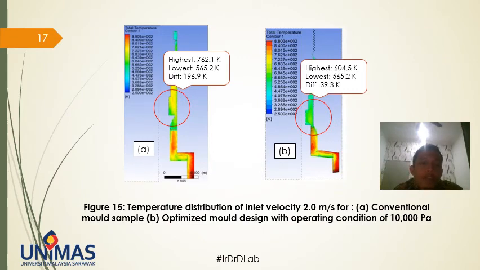Next is the comparison of temperature distribution for both molds. We can see here that the sample mold has a higher difference of temperature compared to figure 15b here. A higher difference between the highest and lowest temperature region could lead to more non-uniform solidification of molten metal, which is not a good thing because it may cause porosity. So this is maybe why there is more porosity found on the thicker spot of the test piece, as mentioned before in the literature review for the sample mold.